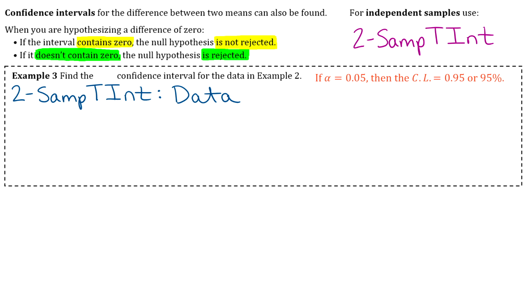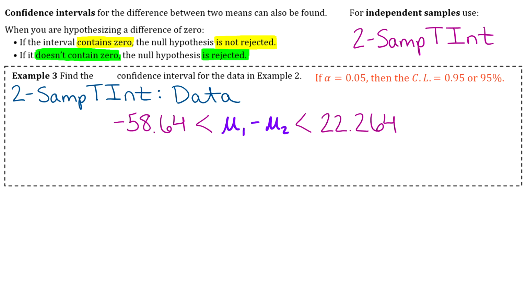And then when you click calculate, you're going to get a lower bound and an upper bound of negative 58.64 and 22.264. Now, this confidence interval is actually finding the boundaries for the difference between the two means. So for the notation in the middle of our confidence interval, it's going to be mu1 minus mu2. We think that the difference between the two will be between those two values.